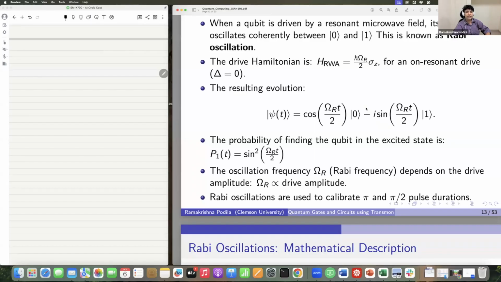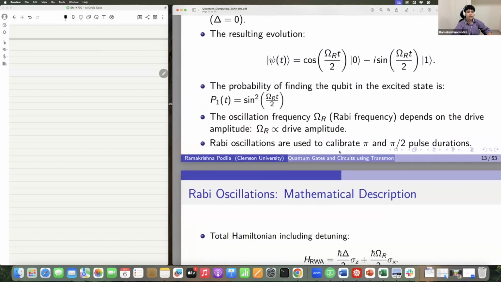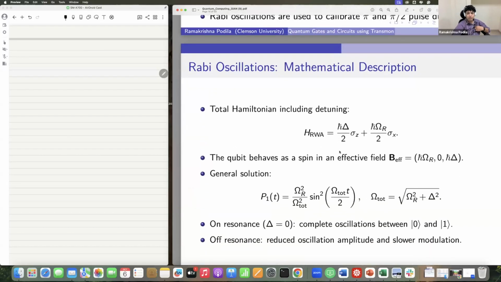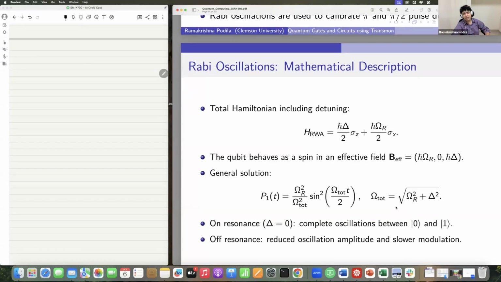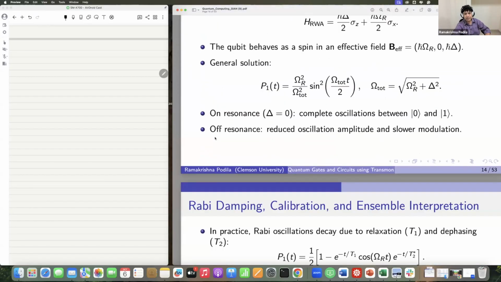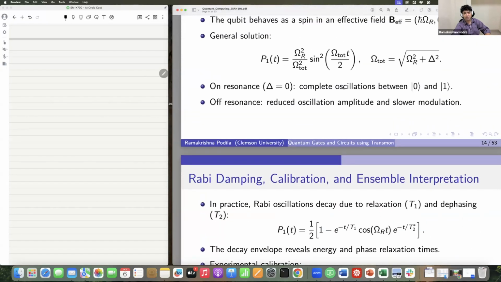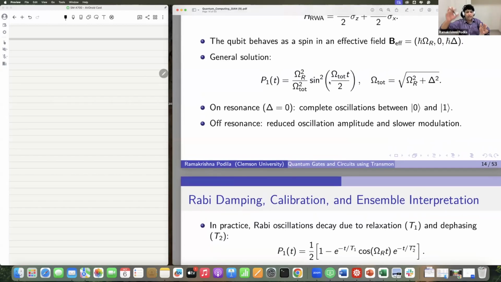So the probability of finding it in 0 or 1 is related to this omega r of t, where the oscillation frequency omega r is the Rabi frequency that depends upon the drive amplitude. These Rabi frequencies are used to calibrate the energy between 0 and 1. You can think about the qubit like it has a spin, because here sigma z and sigma x are Pauli spin operators, so the qubit has two states that are like spin. Usually you're supposed to get something that would just keep oscillating.